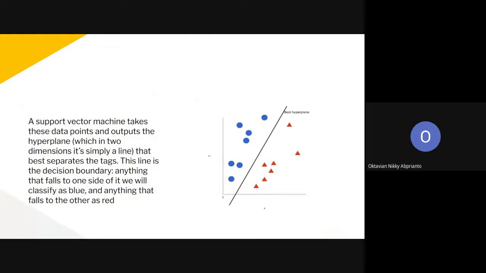The support vector machine takes this data and outputs the hyperplane, which within two dimensions is simply a line that best separates the tags. This line is the decision boundary. Anything that falls to one side of it we will classify as blue, and anything that falls to the other as red.